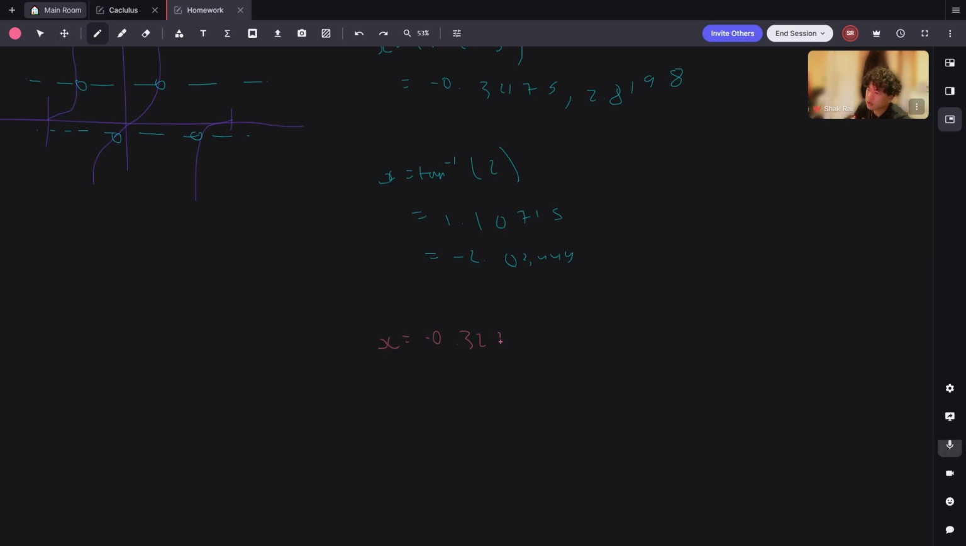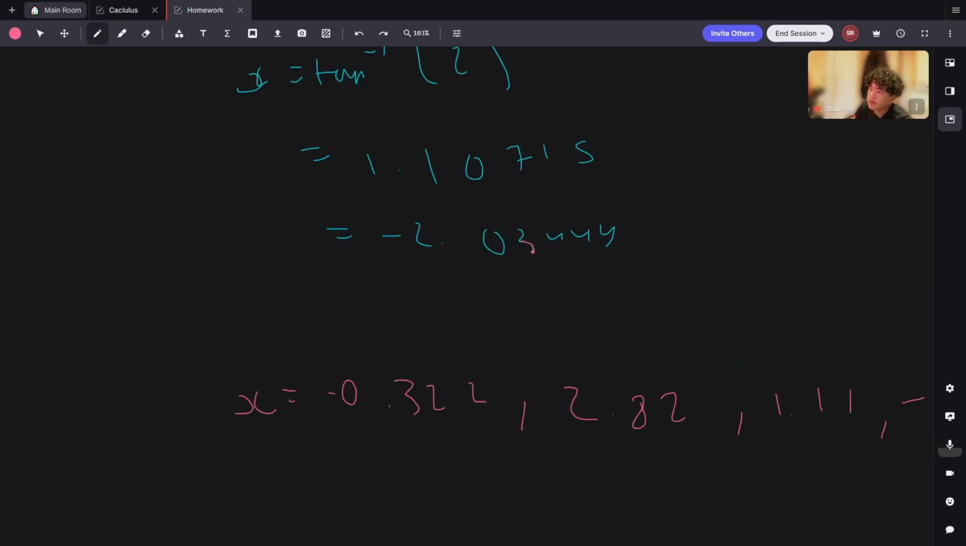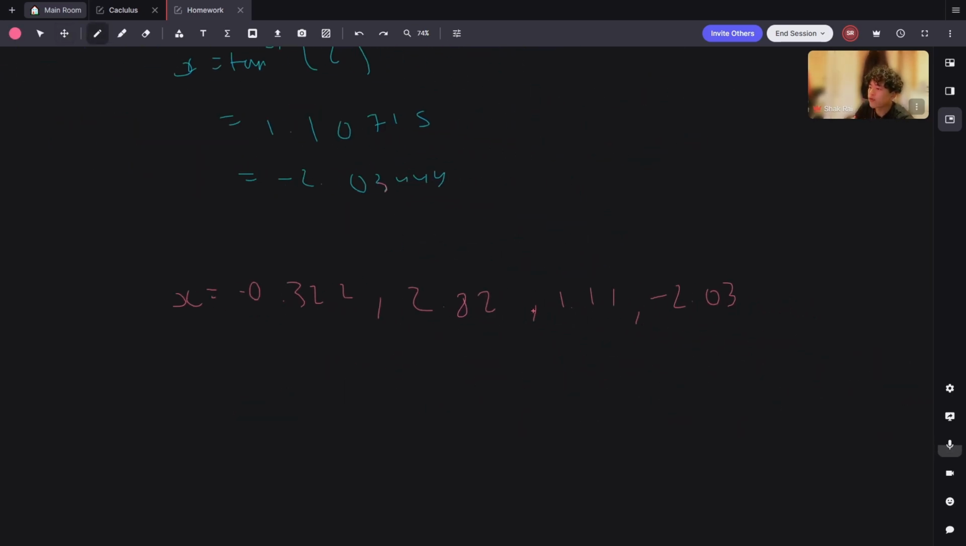I just like doing three significant figures most of the time. 2.82, 1.11, and minus 2.03. I don't know why this 3 is disconnected. Cool. So those are the four values of x.